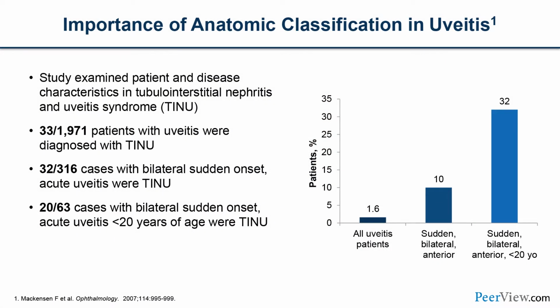And looking at all the patients that had ever showed up, about 2,000 at that point in time, this was in 2007, we found that about 1.6% of people that were seen in our clinic had TINU. Not very common. But if you looked at all the people who had bilateral sudden onset disease that was in the front of the eye, acute anterior uveitis, all of a sudden that number became 10%. And then if you looked at all those people who were less than 20, it was about a third of the patients. So what this really shows is making an accurate anatomic diagnosis, knowing that this was a sudden onset bilateral process in the front of the eye, especially in a kid, TINU might be the most common diagnosis we see. So accurate diagnosis is key for differential diagnosis, also key for helping us decide how to treat patients.